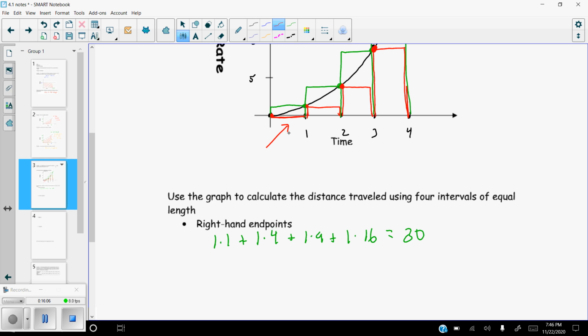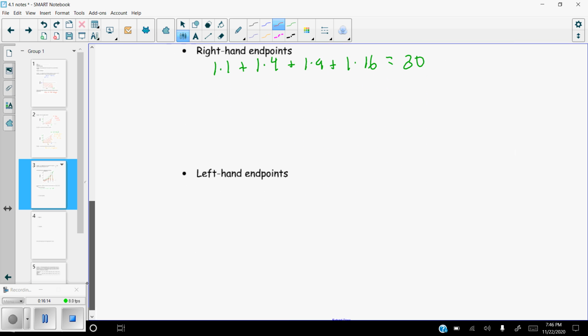It's just a straight line. The second one, the base is 1. The height is now 1. And so on. So hopefully you can look at your graph while you're doing this.